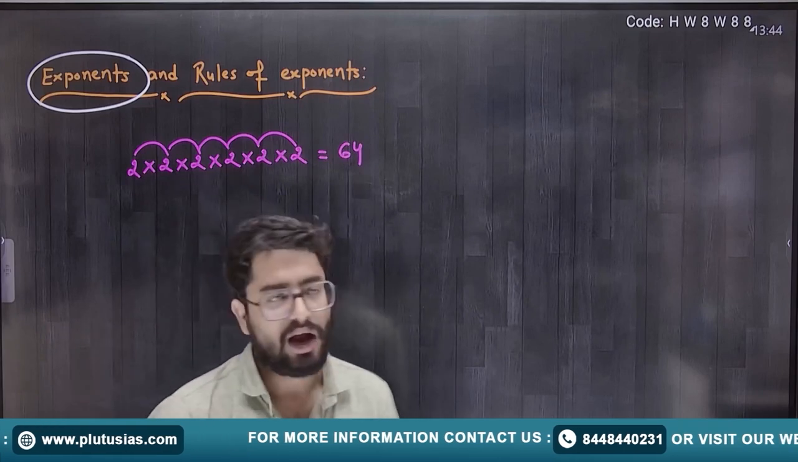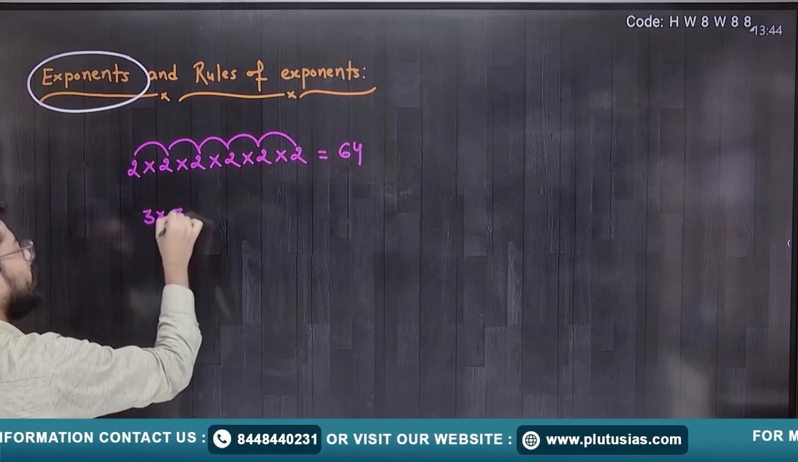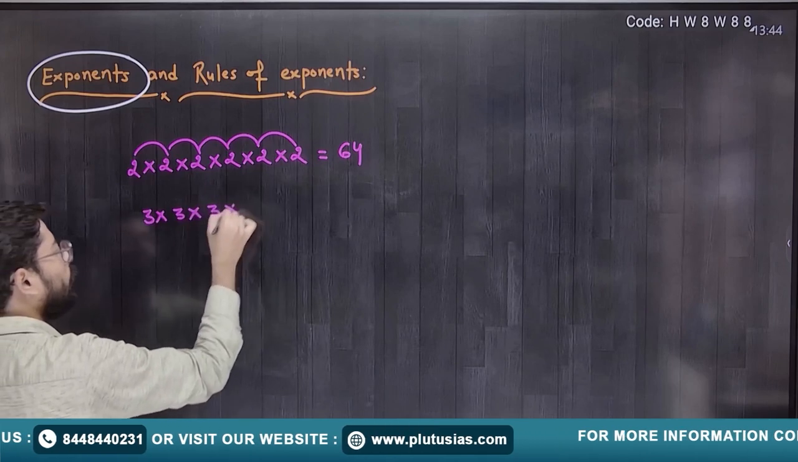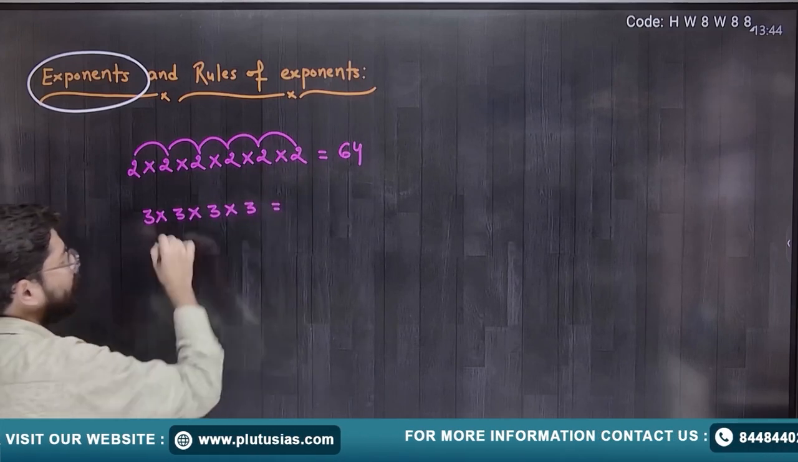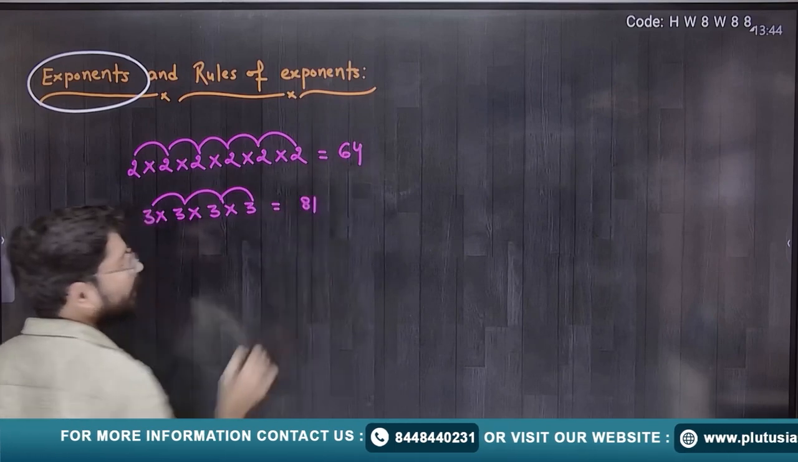Now, again, let's take another number. Let's say 3. And now multiply it, how many times? Let's say 4 times. So that will be what? 9, 27 and this is 81.